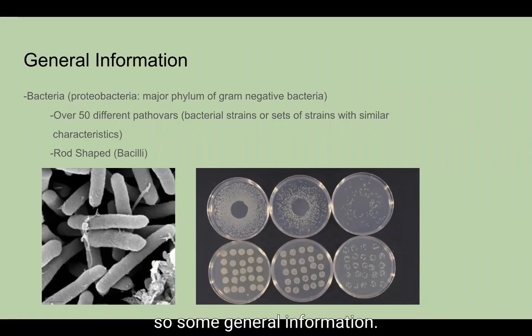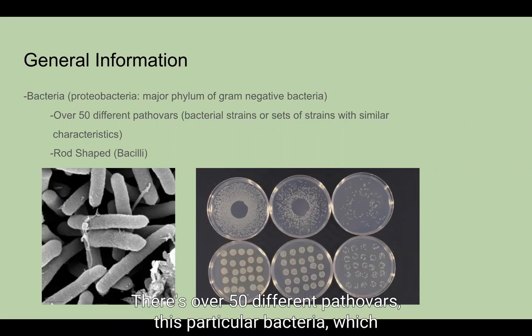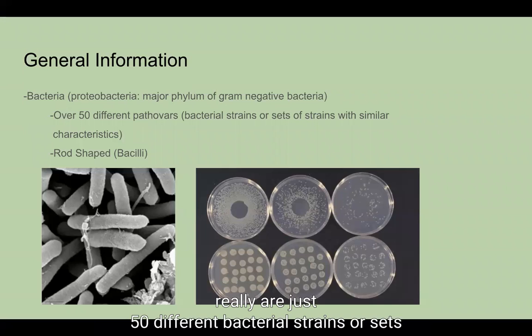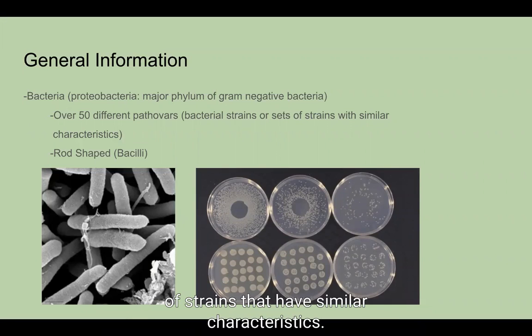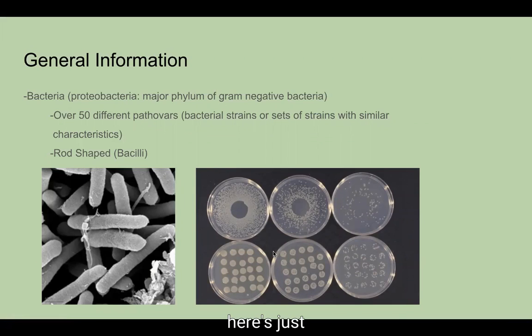So some general information. This is a bacteria, and it comes from a major phylum of gram-negative bacteria called Proteobacteria. There's over 50 different pathovars of this particular bacteria, which really are just 50 different bacterial strains or sets of strains that have similar characteristics. It is rod shaped, so you can see this close up of Pseudomonas syringae here on the left. And then here's just some cultures on some petri dishes here on the right.